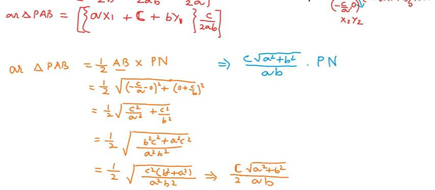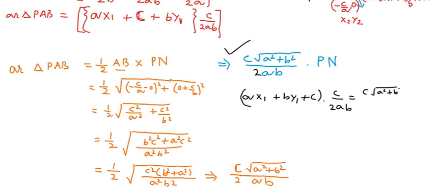Now we can equate these two relations. As we know, the area of the triangle we have already calculated, that is (Ax1 plus By1 plus C) into C upon 2AB, will be equal to this area, C under root A square plus B square upon 2AB into PN. PN is the distance.